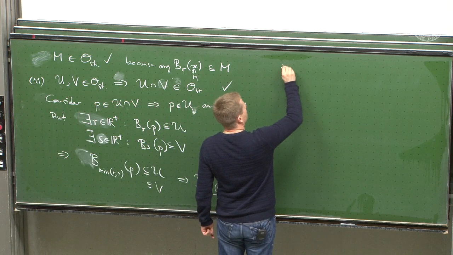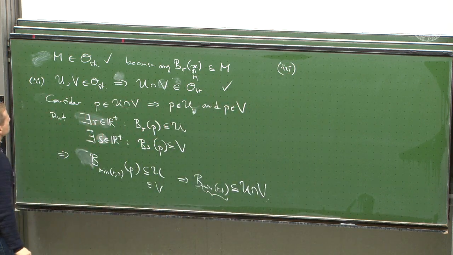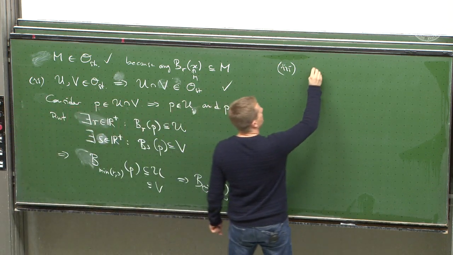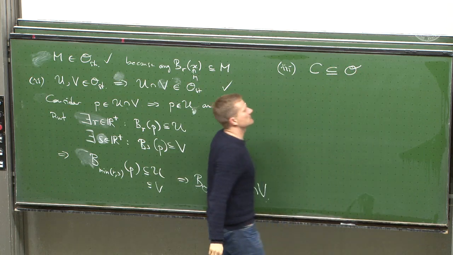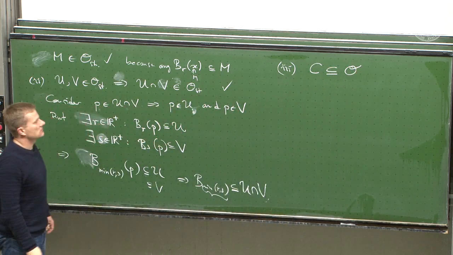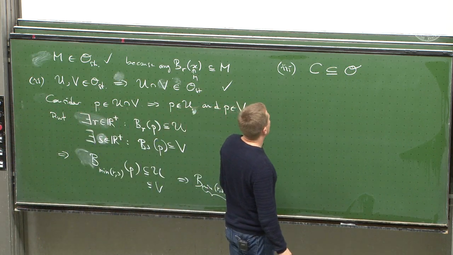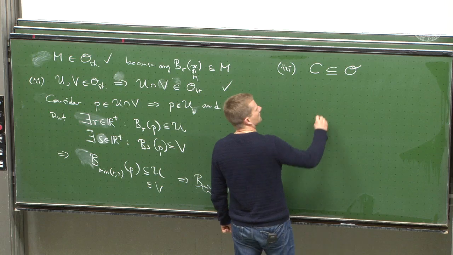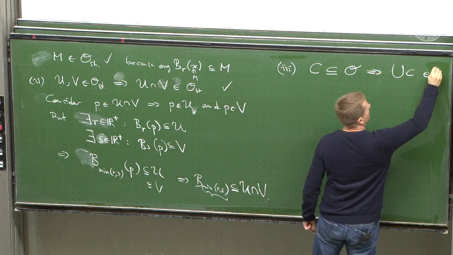And third, we're not always going to go through all steps. It's just to demonstrate this once. Let's assume that C is some collection of subsets in O, so some set of sets in O. And the question is: is the union of C again in O?